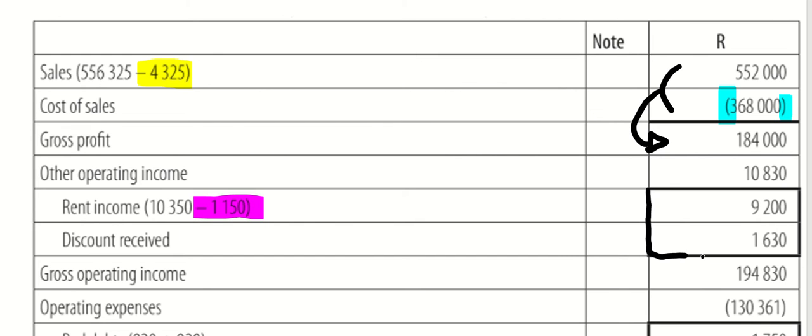So all of these amounts in this little block I add together to get this total.